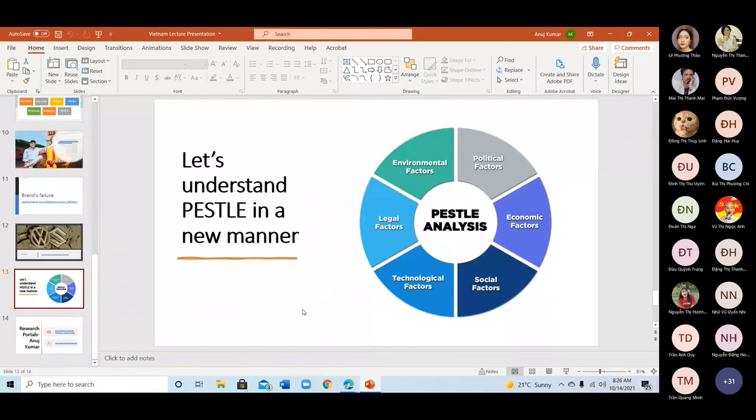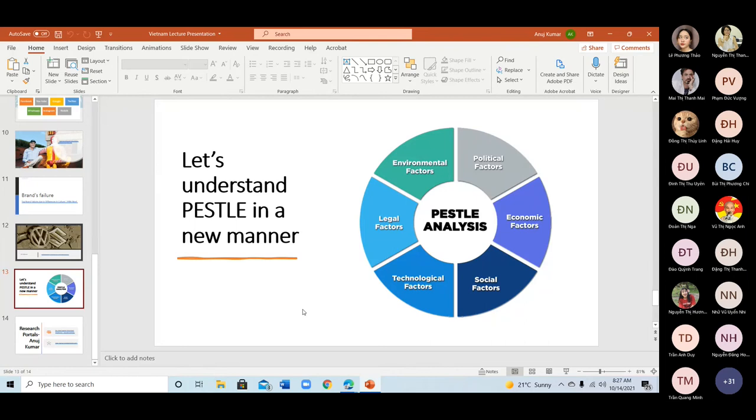Politics change. Going from India to some other country, probably the political scenario will not be the same. Economics change, people's paying capacity changes. Social factors, needs and wants, communication, language, religion, everything changes. Technology adoption changes. I have given you the example as well: in China, most things are banned or censored, and they have their own social media. Legal things change, environmental concerns change. That's how it affects your international business.